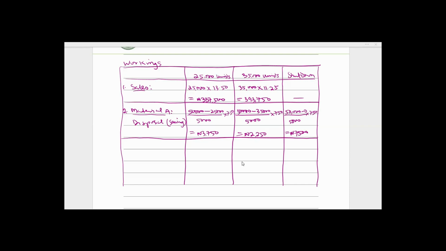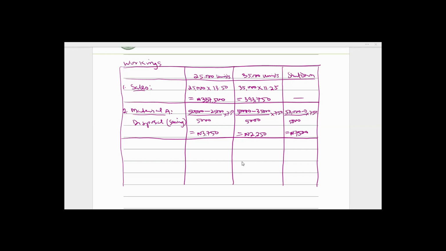Additional information number 2. There are 30,000 liters of material B in inventory. Any unused material can be used by another department to substitute for an equivalent amount of a material which currently costs 1 naira 875 kobo per liter. The original cost of material B was 75 kobo per liter, and it can be replaced at a cost of 2 naira 25 kobo per liter.